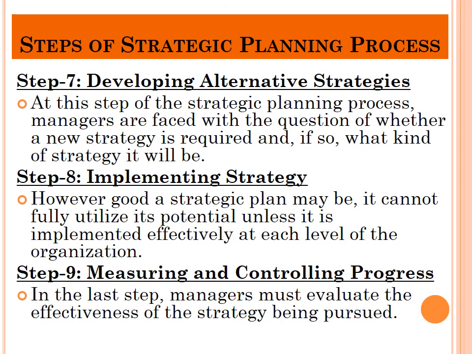The seventh step in the strategic planning process is developing alternative strategies. At this step, managers are faced with the question of whether a new strategy is required, and if so, what kind of strategy it will be. Now the managers have to decide what kind of strategy is required. It will be a new strategy or an existing strategy. This is the decision of managers.